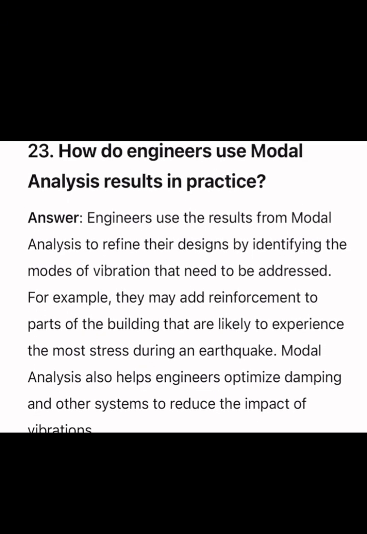How do engineers use modal analysis results in practice? Engineers use these results from modal analysis to refine their designs by identifying the modes of vibration that need to be addressed. For example, they may add reinforcement to the parts of the building that are likely to experience the most stress during an earthquake. Modal analysis also helps engineers to optimize damping and other systems.